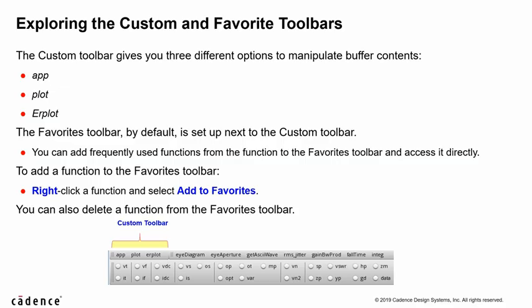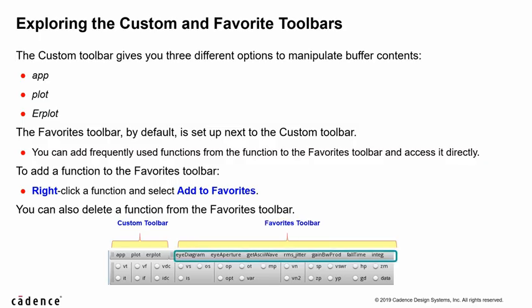When you select Plot, the buffer contents are plotted in append mode. When you select ER Plot, the buffer contents are plotted in replace mode. Frequently used functions from the function panel can be set as favorites so that they appear in the favorites toolbar. The favorites toolbar is auto-updated whenever a new function is added. To add a function to the favorites toolbar, right-click a function and select Add to Favorites. You can also delete a function from the favorites toolbar. The favorites toolbar by default is set up next to the custom toolbar.